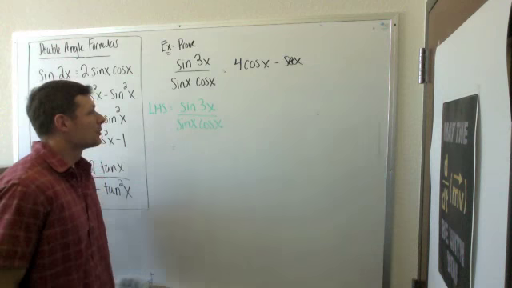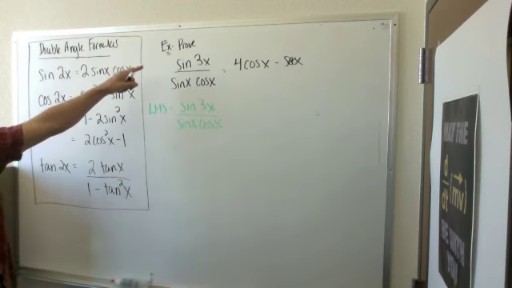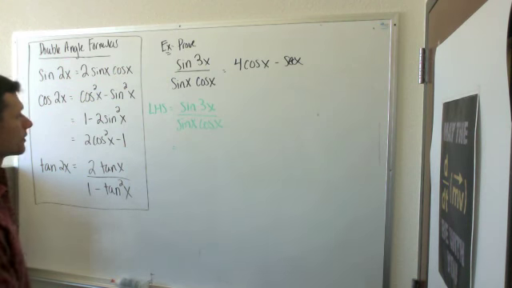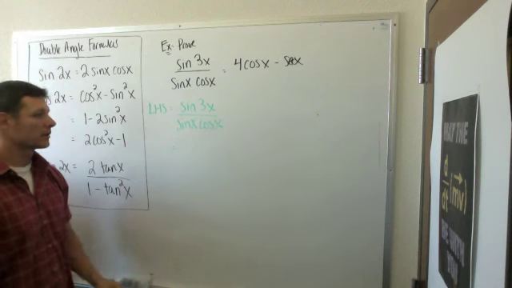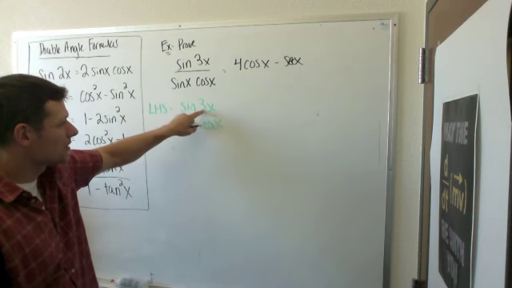Okay, let's take a look at an example of using our double angle formulas to prove this identity. We're going to start off with the left-hand side, in this case the hard-looking one. Now notice this sine of 3x.